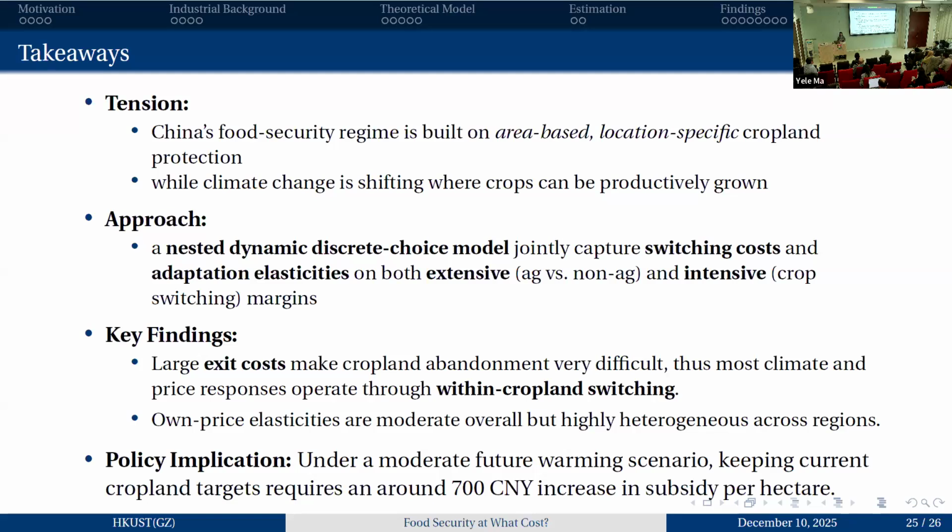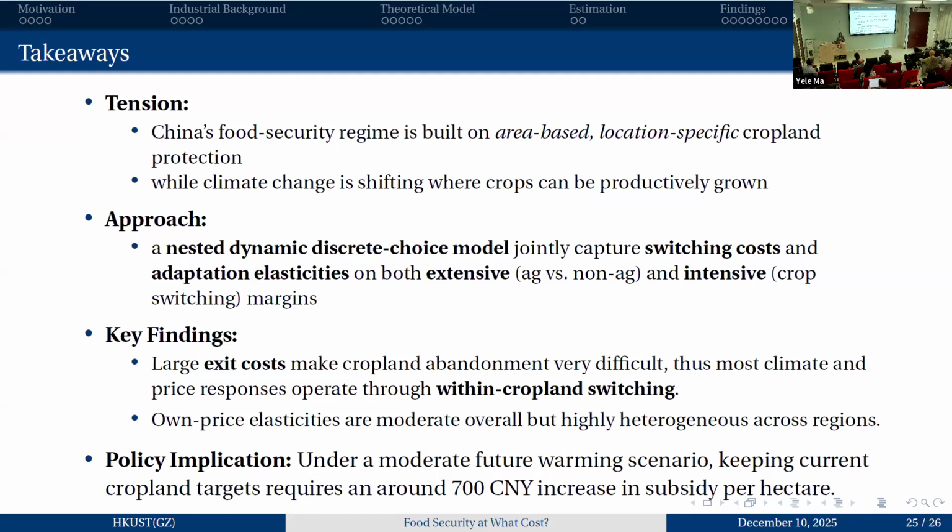For the key findings, we find there are large switching costs that make the top-line management very difficult. Therefore, most of the climate and required signals they respond to are within the top-line switch process. And the own-price elasticity is moderate and coincides with other agricultural findings, but we also find they are very exciting.